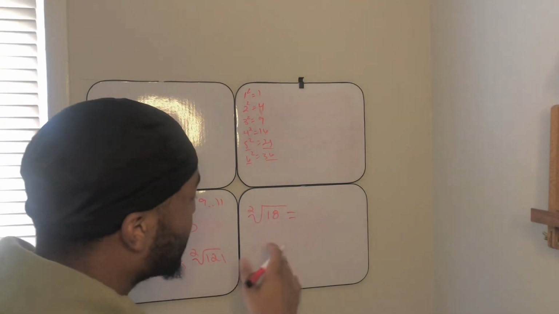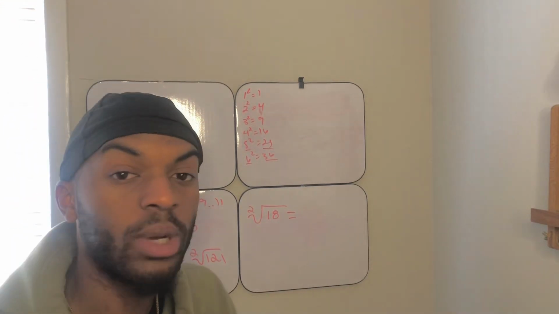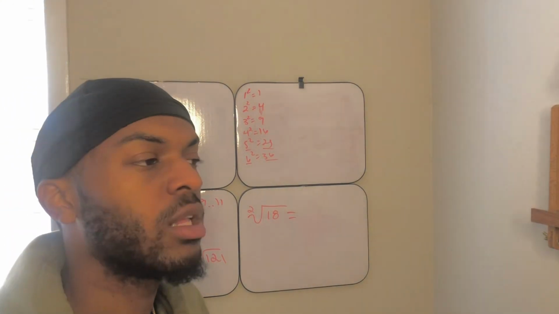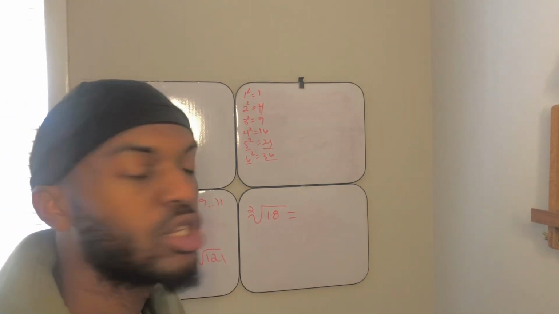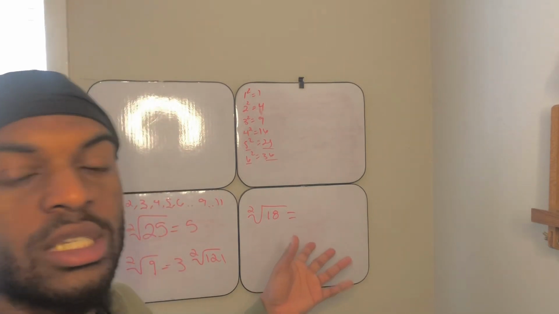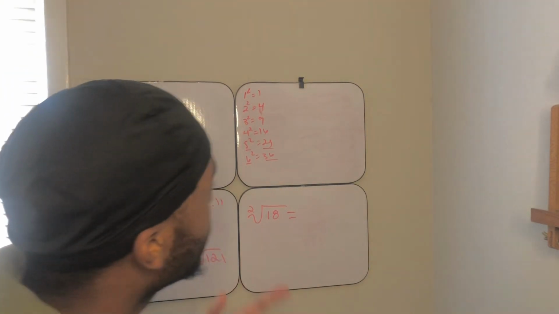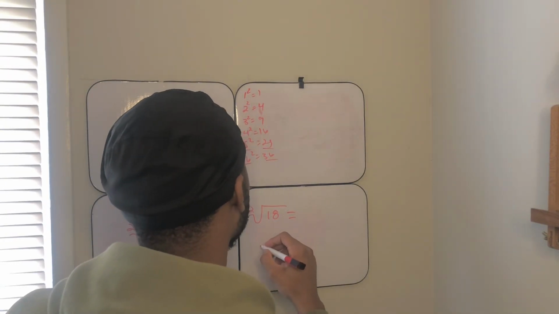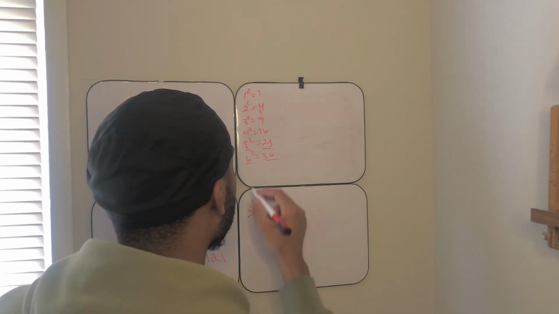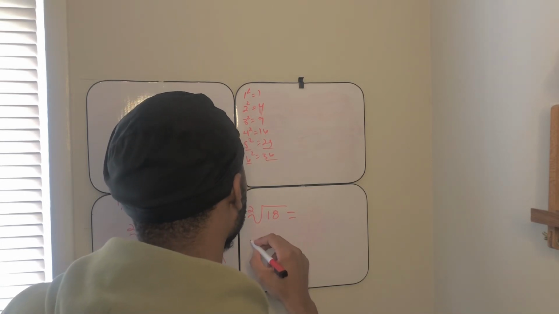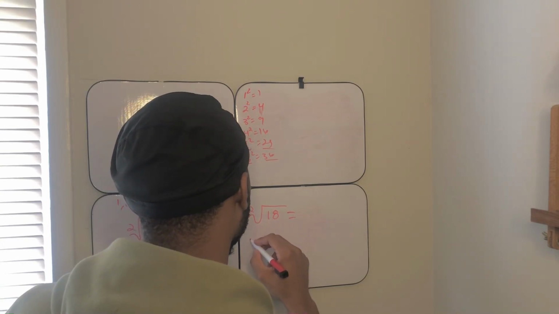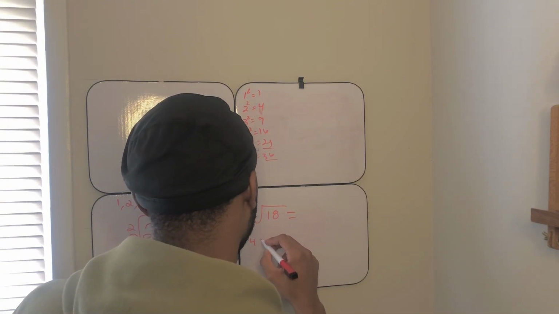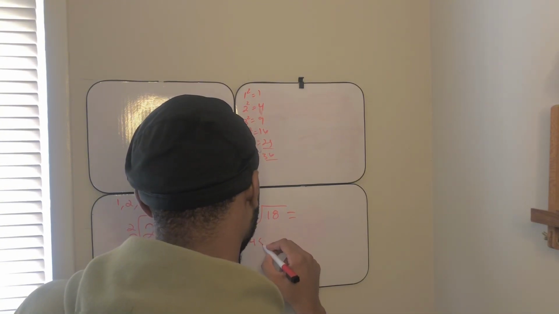We don't know exactly what this is going to be, and we're not going to waste time. This is what you're going to do in your math class. They're not going to ask you to waste time trying to figure out what decimal this is going to be. What you're going to do instead is say that the square root of 18 is going to be greater than 4. So we'll put it like this, between 4 and, let's see, it's going to be greater than 4.